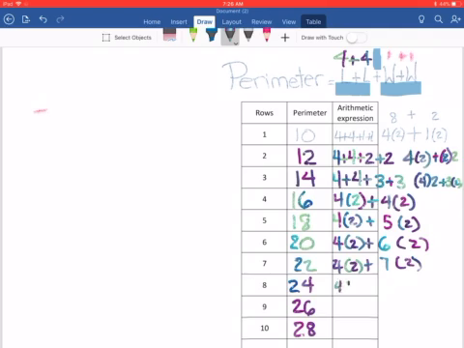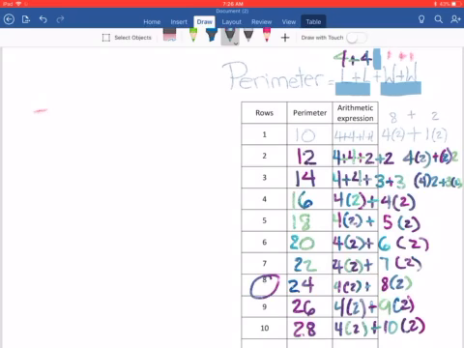So you should have gotten all of these exact same answers that I am showing you. Remember, you can write your expression 4 plus 4 plus, and then whatever the row number is, 8 plus 8, or 7 plus 7, or 6 plus 6. I'm choosing to do it with the multiplication because honestly, I don't have that much room to write, and it's easier to do it that way. So 4 times 2 plus the number of rows times 2.